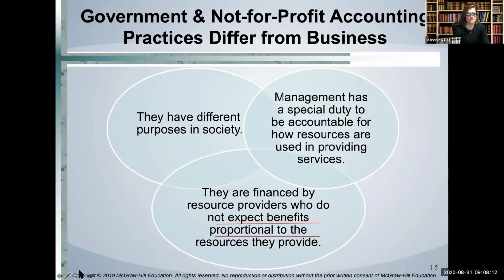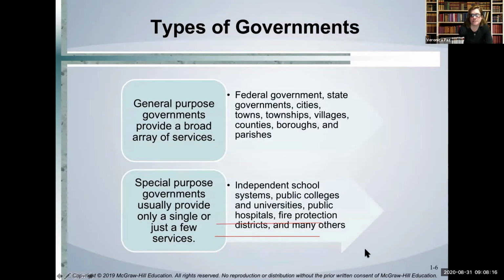Let's clear all my drawings here. So government purpose: general purpose and special purpose. This you definitely need to know. General purpose governments provide a large array of services, like the federal government, states, cities, towns, boroughs, parishes, you name it. Special purpose governments have only a single or just a few services, and that's where we're talking schools, universities, police, fire, all that great stuff.